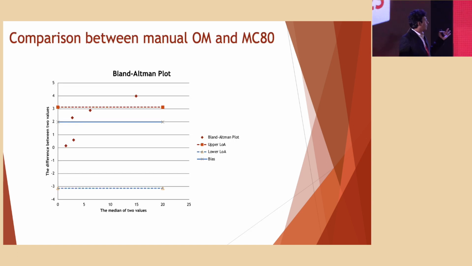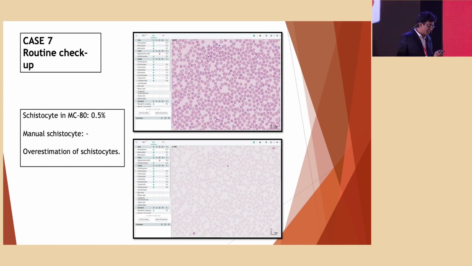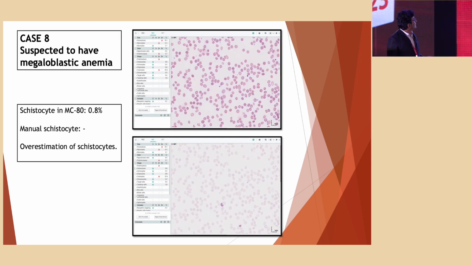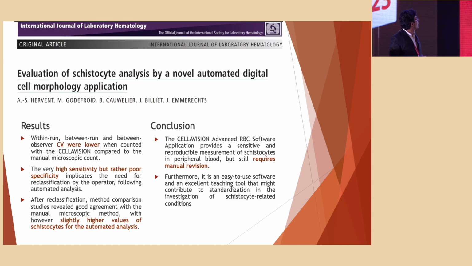We plotted a Bland-Altman plot, and as you can see, the MC80 slightly overestimates. At lower percentages there is quite good concordance, but at higher percentages it is not true. It also flags cases that are not TMAs, like a G6PD deficiency here. It had a lot of bite cells, but it counted them as schistocytes. This was a routine checkup in which it got a value of 0.5%. This was suspected megaloblastic anemia, and it shows 0.8%. This was suspected dengue, but it counted a false area, which showed gross overestimation of schistocytes.